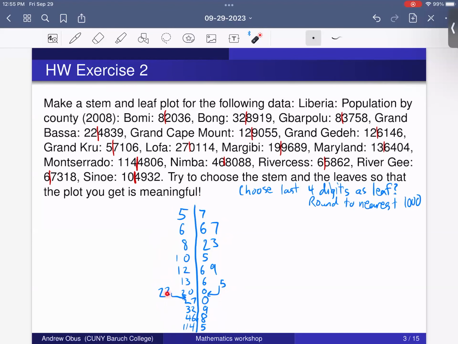leaf. Okay. Does anybody have maybe a different place where it might make more sense to split the difference between your stem and your leaf? Here.